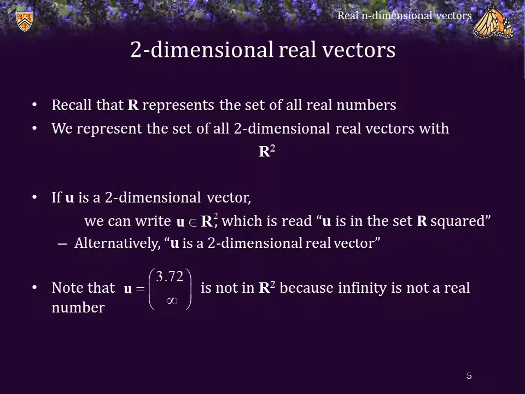Now note that this vector here has the entry 3.72 and then the second entry is infinity. This is not a real two-dimensional vector. It's not in R squared because infinity is not a real number.